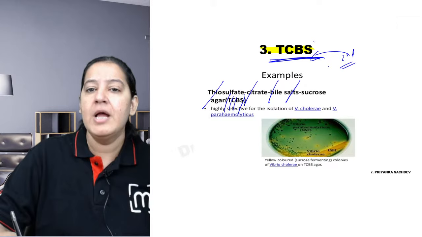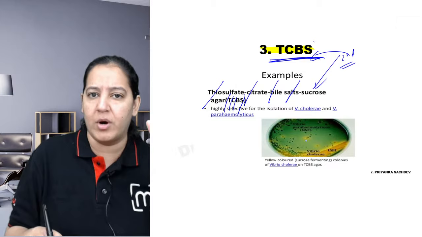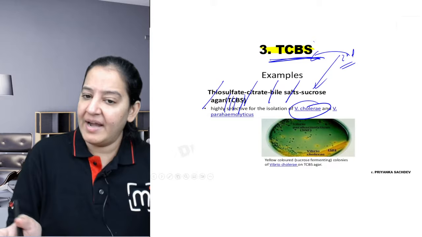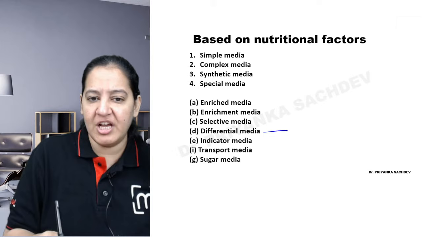In TCBS also, you have two colors, the yellow and the black. So Vibrio gives black color and other E. coli give yellow color. So that is for TCBS. So in differential media, we have learned three examples. Can you tell me the three examples which give different color?